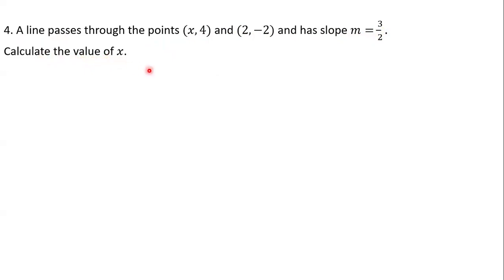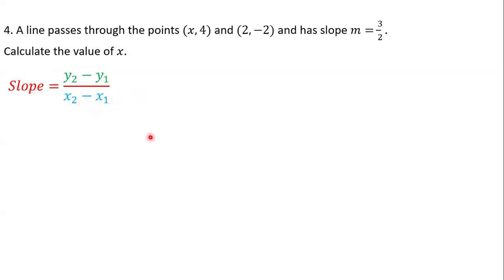Now here we're going to notice that we have the slope formula. The formula says that the slope of a line is equal to y2 minus y1 all over x2 minus x1. And this formula is going to be helpful in answering this question.